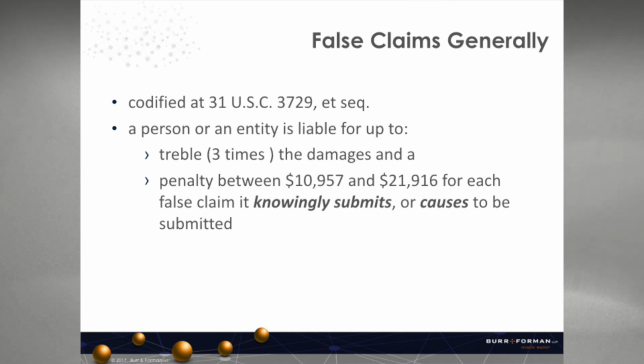And those can range from just about $11,000 to $22,000. And that's for each claim that the hospital files or submits to the government. So for example, that $1,000 claim could cause damages up to $3,000, but then for civil monetary penalties, anywhere from an additional $11,000 to $22,000. So you can see how the numbers become so large so fast.